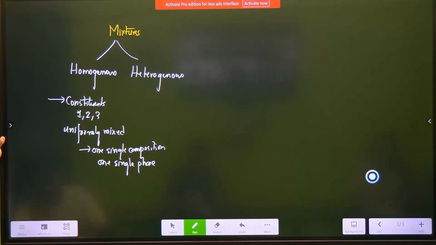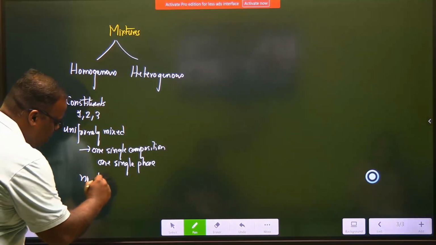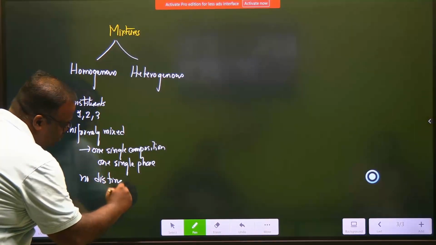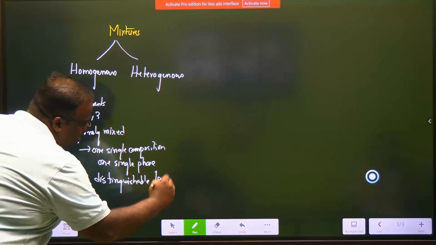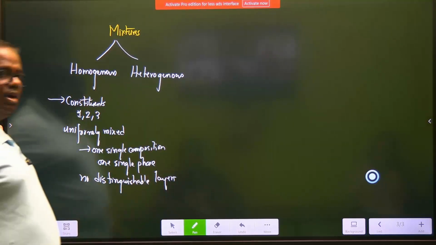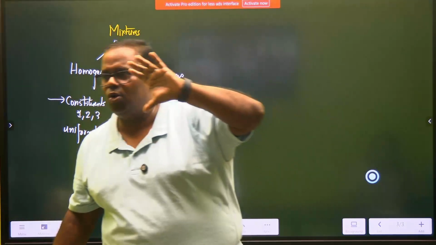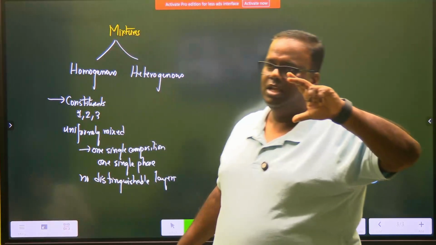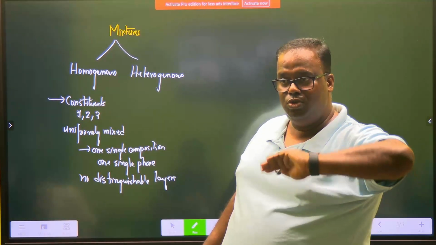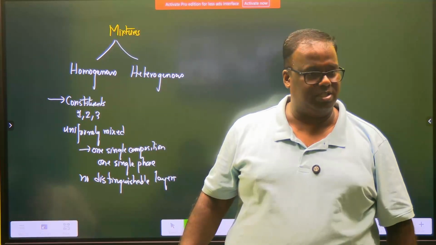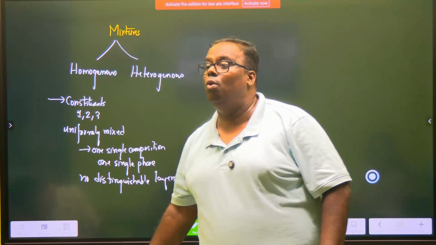One single composition, you will see, or one single phase. No distinguishable layers. You can't make it out. All of you have had Tang, or glucose. Suppose you have orange Tang. If you take 2 teaspoons of Tang and mix it in water, after that you cannot say where is Tang and where is water. It is a uniform composition. Single phase. You won't see 2 different layers. That's why we call it a homogeneous mixture.